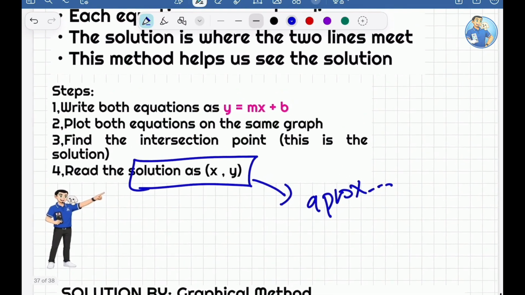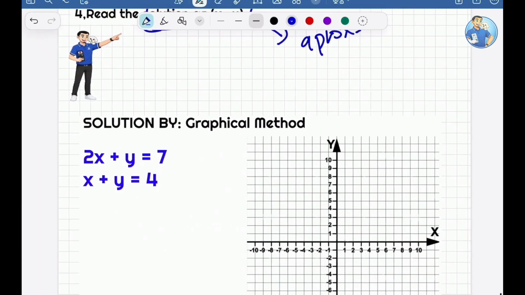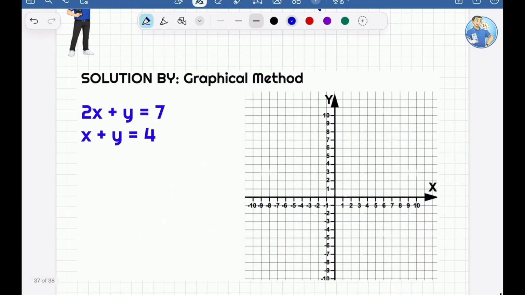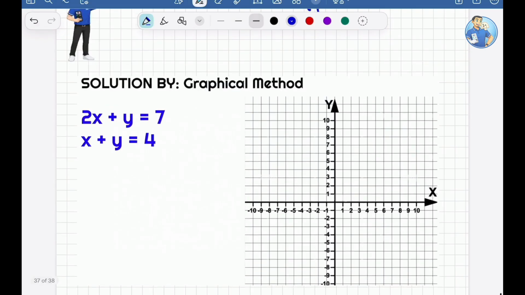Because sometimes, for example, if we have a system of linear equations where the solutions are, I don't know, x equals 1.3 and y equals 2.34 or whatever, it's going to be very complicated to identify these points using the graphical method. So let's do example 1. According to the steps, we first need to have both equations using this structure, mx plus b. So let's change this, this is 1, this is 2.